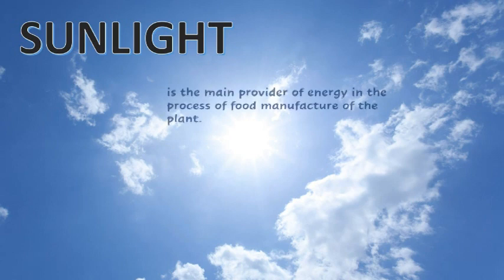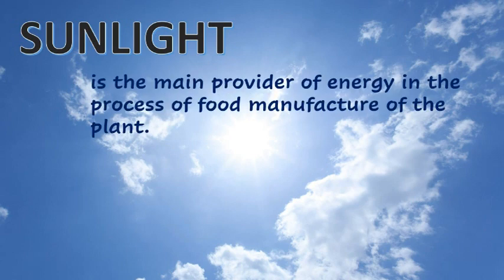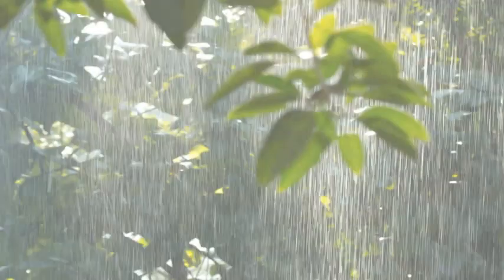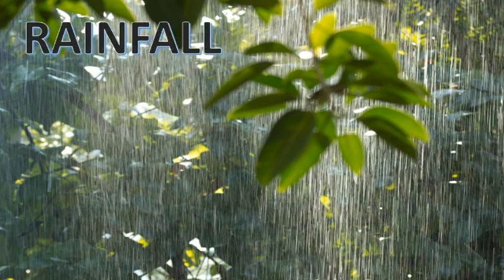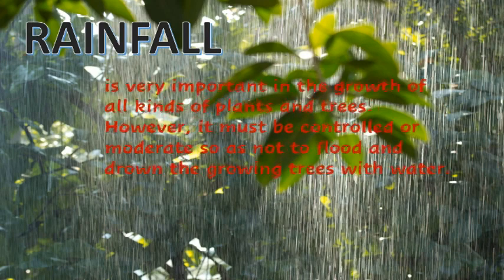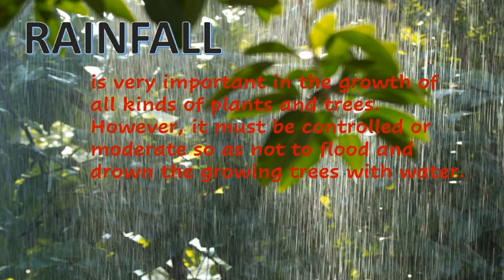Sunlight. Sunlight is the main provider of energy in the process of food manufacture of the plant. Rainfall. Rainfall is very important in the growth of all kinds of plants and trees. However, it must be controlled or moderate so as not to flood and drown the growing trees with water.